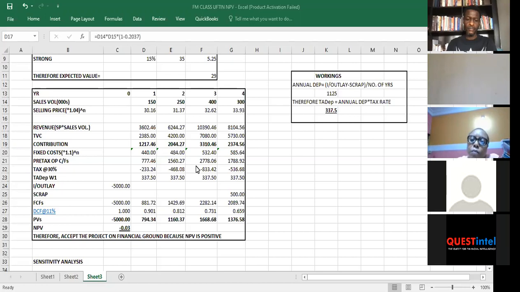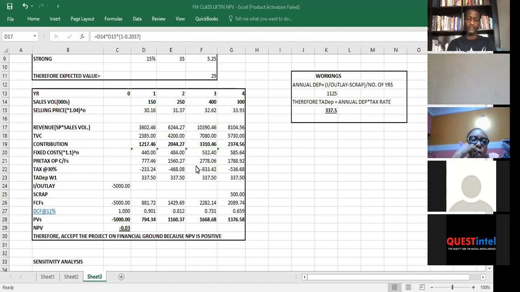Now, if we're saying something fell by 20.37, what does that mean? It means that the value in percentage will be 100 minus that 20.37. So it will fall to 79.63% of the current amount. Do you get what I'm saying? So it will fall to 79.63 of the current value.